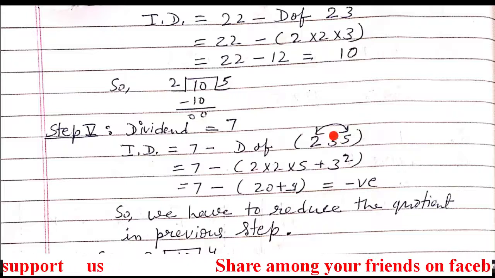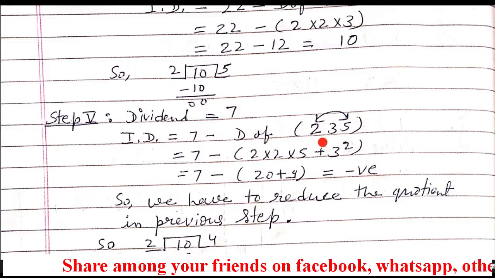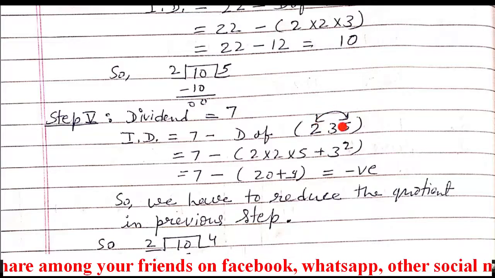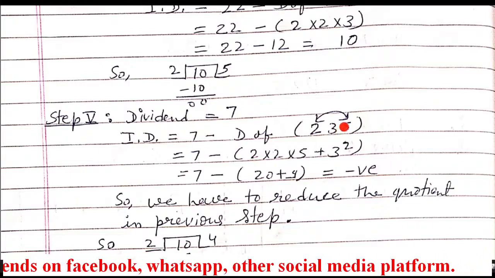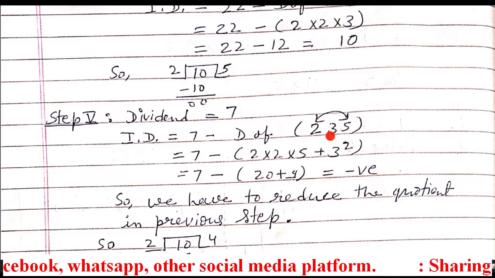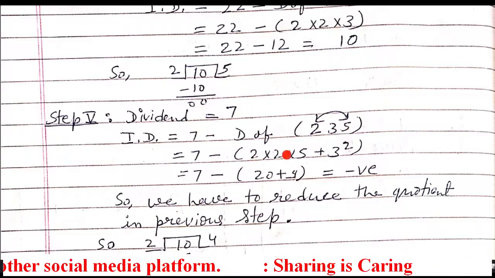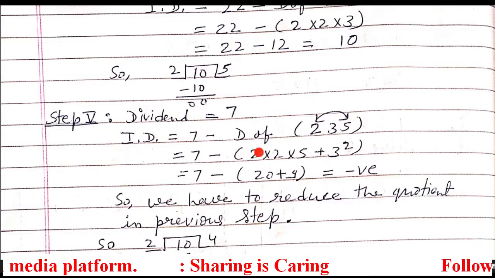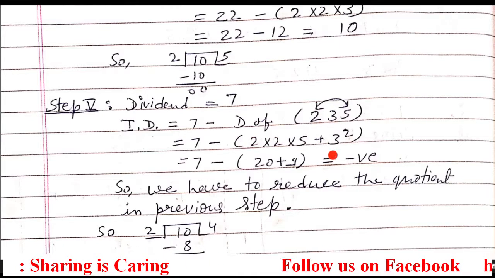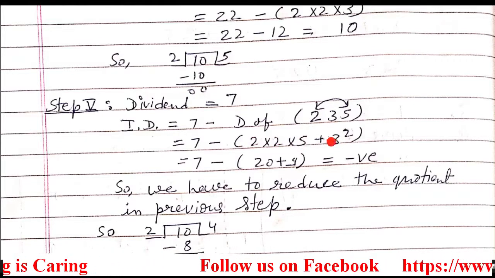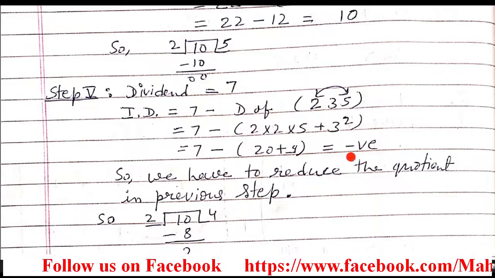So to find out the Dvandva, we have to make the pair from extremes. So 2 and 5 came in one pair and 3 is alone. Since 2 and 5 came in the pair, along with this pair you have to write an extra 2. That's why 2 into 5, then multiplied by 2 because they are in the pair. Now this 3 is alone, so the Dvandva of an alone number is the square of that number, that is 3 square. Solve them, you will get 29. Now 7 minus 29 we are going to obtain a negative number.